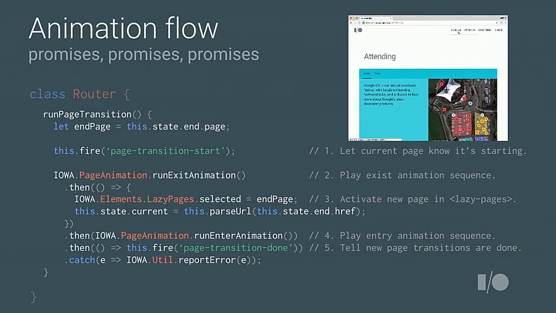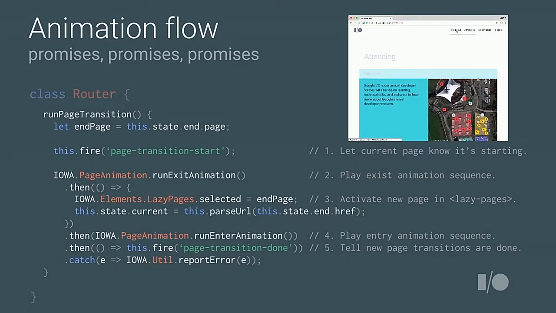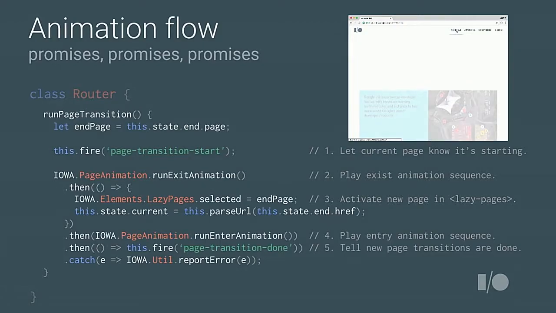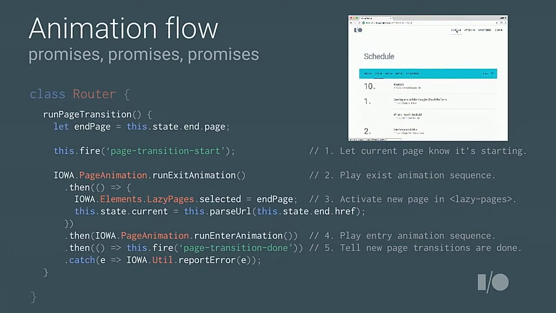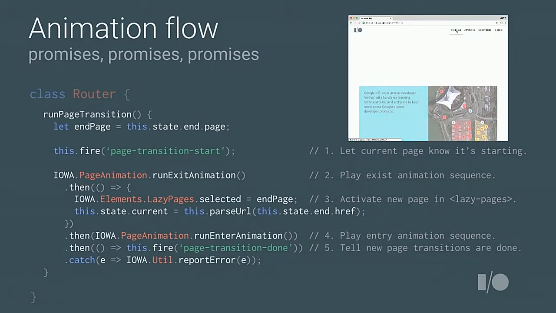I'll update the state of my slides. So in the next promise, we update state. We just basically select the new page, and we set our router to the current URL. That's all that's doing. Next promise calls the run enter animation, and this is the thing that fades in the top nav and slides in that content. So it's essentially the reverse animation of run exit animation.